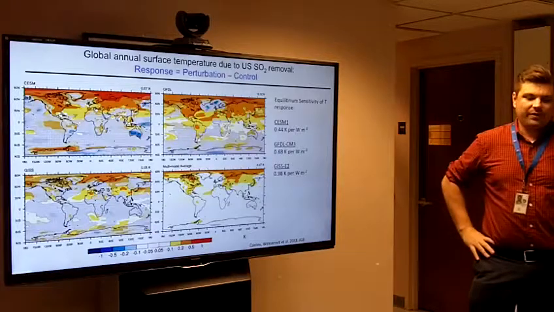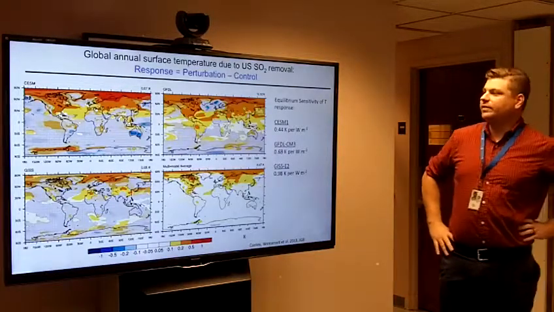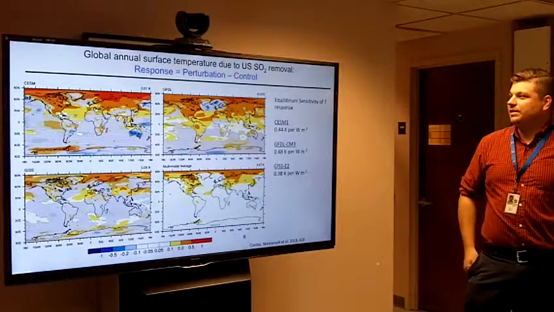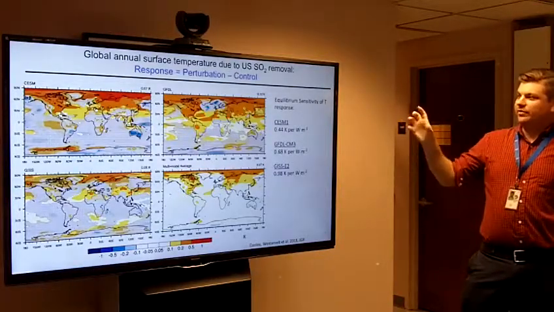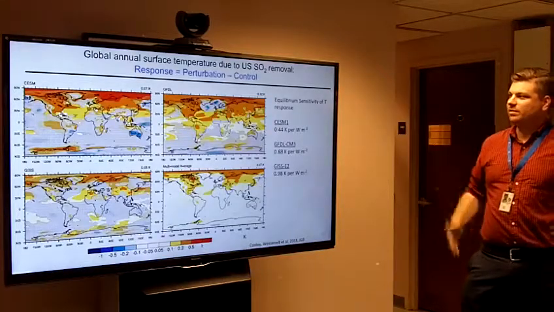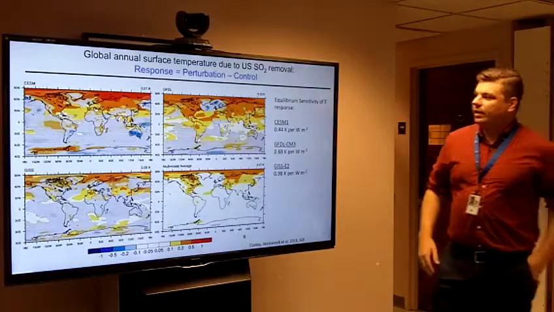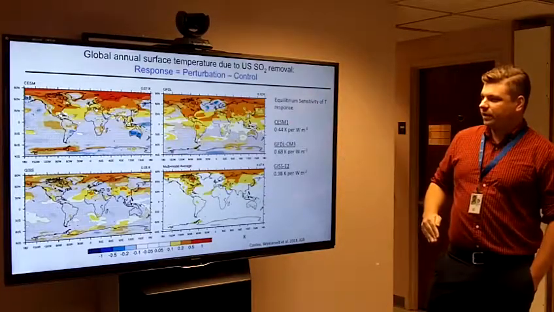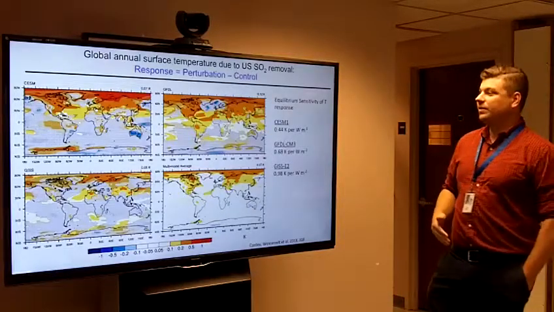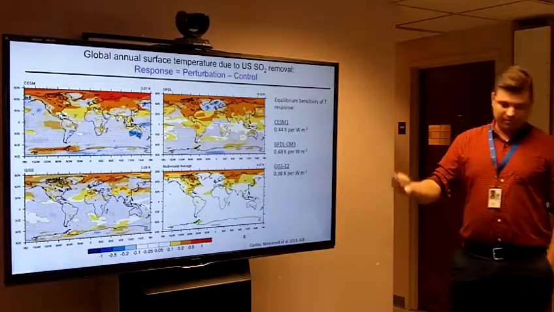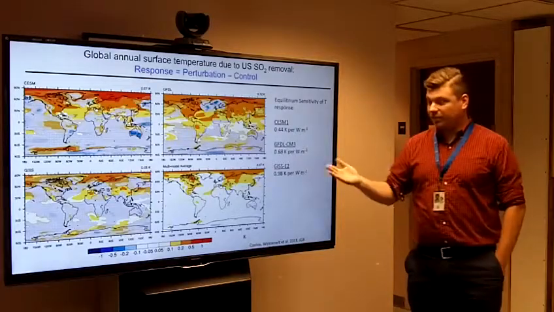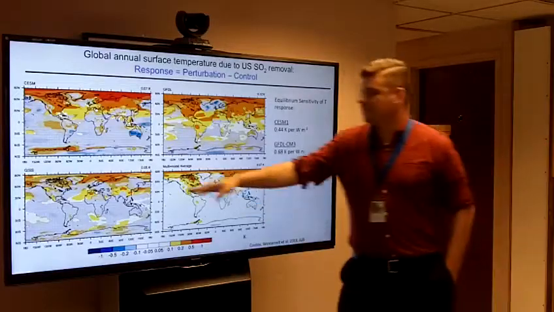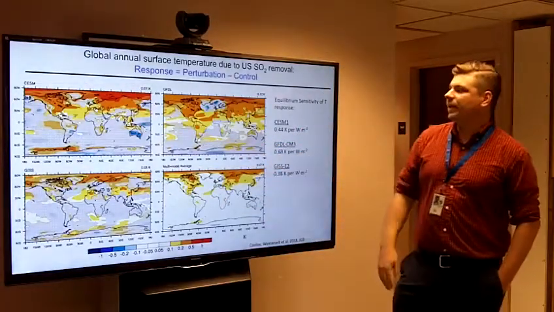And then finally, for temperature anyway, is getting to the changes in global annual surface temperature due to US SO2 removal. Again, showing the effect of removing SO2, so the response is the perturbation minus the control. You see a lot of similarities, especially in the northern hemisphere in the models, but you also see quite a bit of differences. So considering we tried to do everything as similar as we could in the different models, it's a little surprising how different, especially the GISS model is, to the other two.